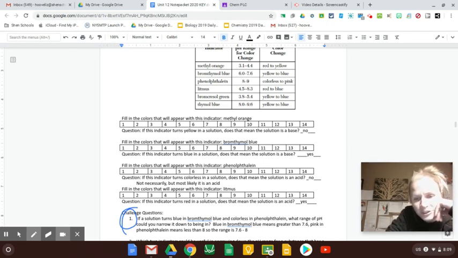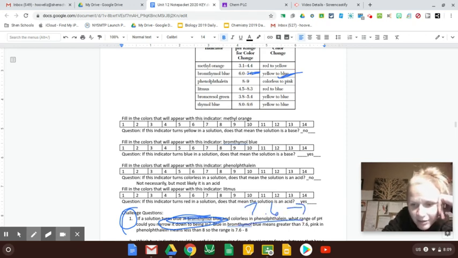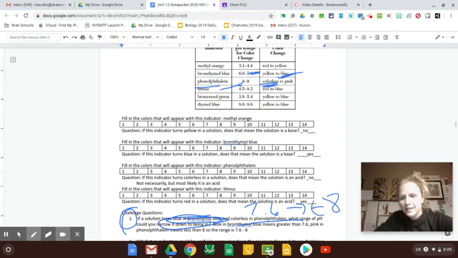So it says if a solution turns blue in bromothymol blue, all right, bromothymol blue is blue 7.6 and up. Okay, so it's something 7.6 and up. And colorless in phenolphthalein. Okay, phenolphthalein is colorless, first color, first number, 8 and down. So it looks like it's something higher than 7.6 and lower than 8. So by using two different indicators, I could really narrow this pH down to somewhere between 7.6 and 8. And that's pretty precise. That's good.